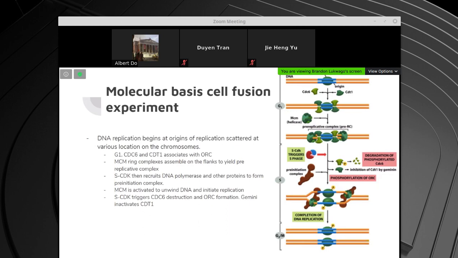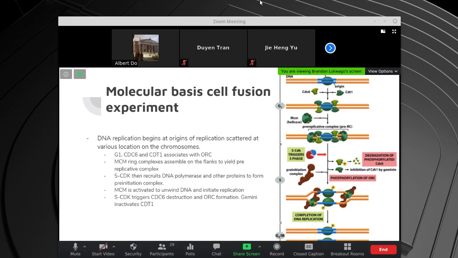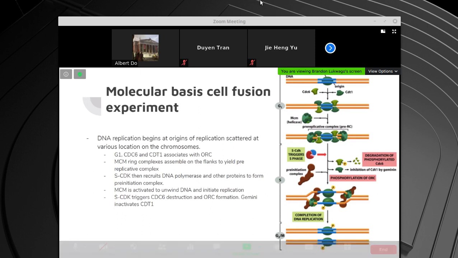Okay, so the molecular basis of the cell fusion, I think this was mentioned before. DNA replication begins at origins of replication, scattered at various locations on the chromosome. In this mechanism, we have G1 Cdc6 and Cdt1 associating with the origin recognition complex, the ORC, which basically serves as a landing pad for several additional regulatory proteins.